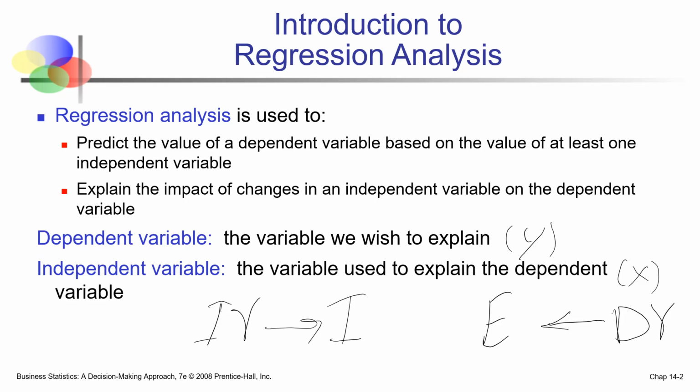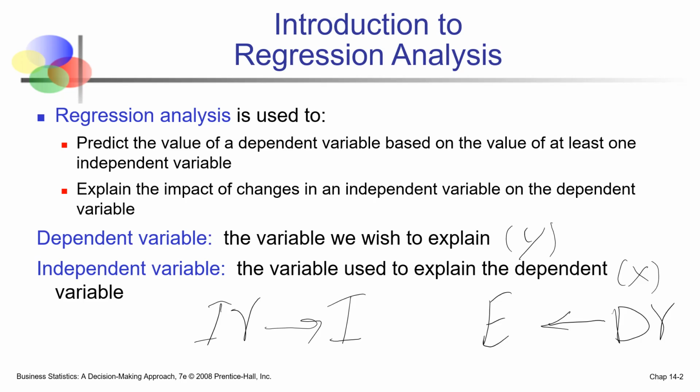By definition, it predicts the value of the dependent variable based on the value of at least one independent variable. We may have one independent variable or more than one in the same model. So we are dealing with the combination of dependent and independent variables.